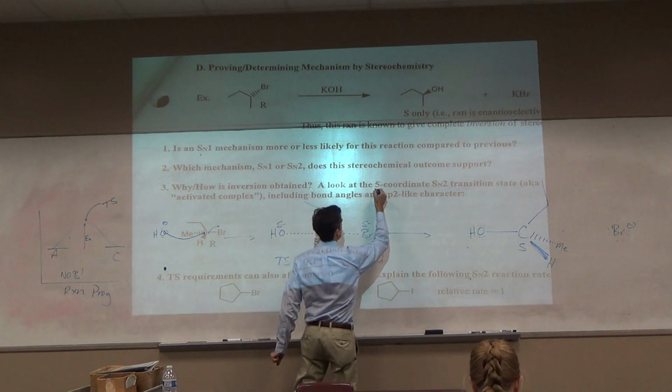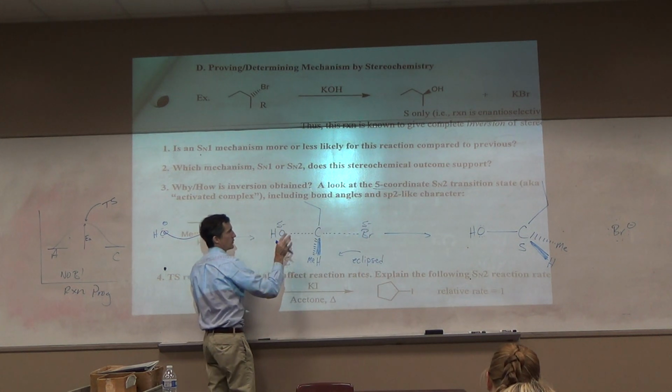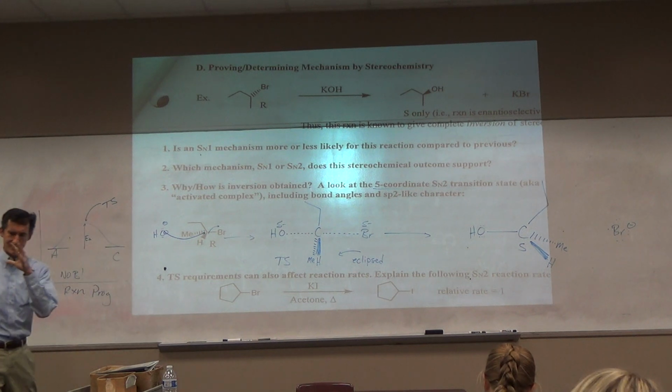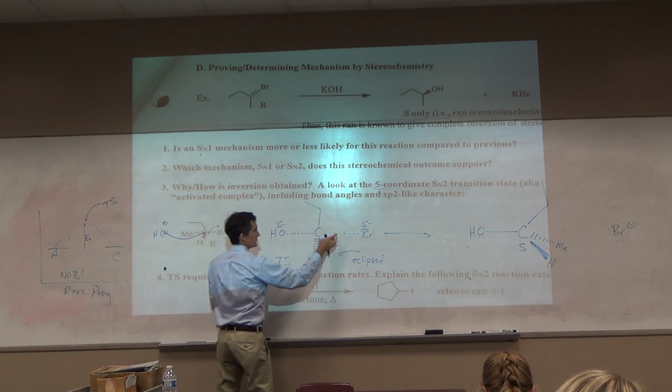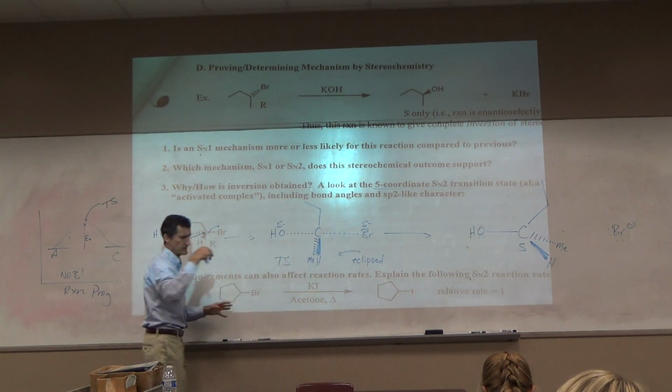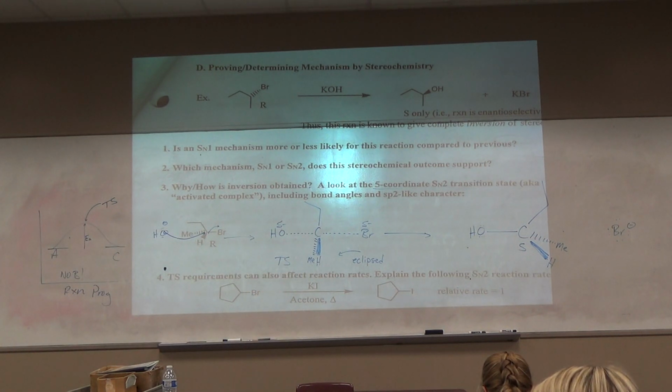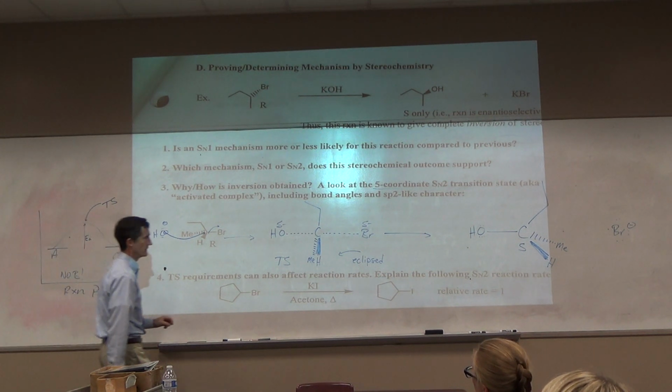Pentacoordinate, 5 coordinate. Coordinate means sort of like bonded, but not as strong a word as bonded, but just things around it, coordinating with it. Carbon has 1, 2, 3, 4, 5 things around it here. A pentacoordinate transition state. Is it an intermediate? No, it's not an intermediate. It's a transition state. So we don't have a Nobel Prize for having a 5-bonded carbon. It's a transition state. Okay.